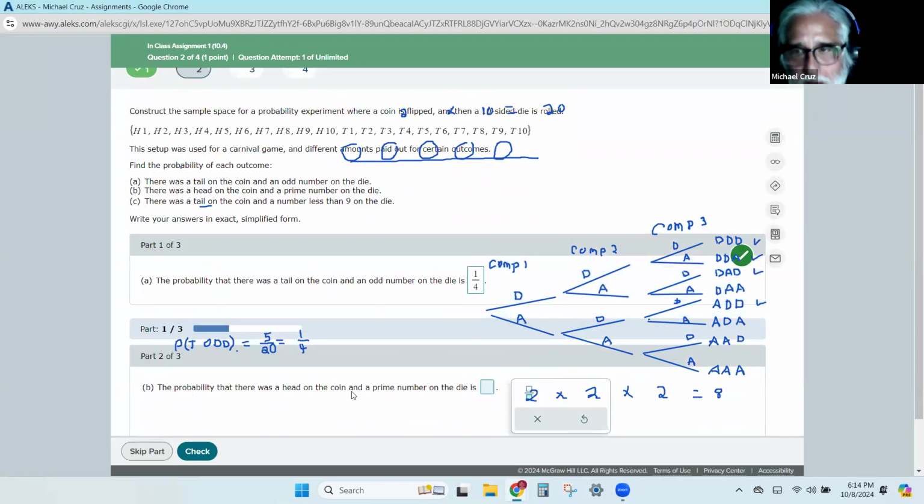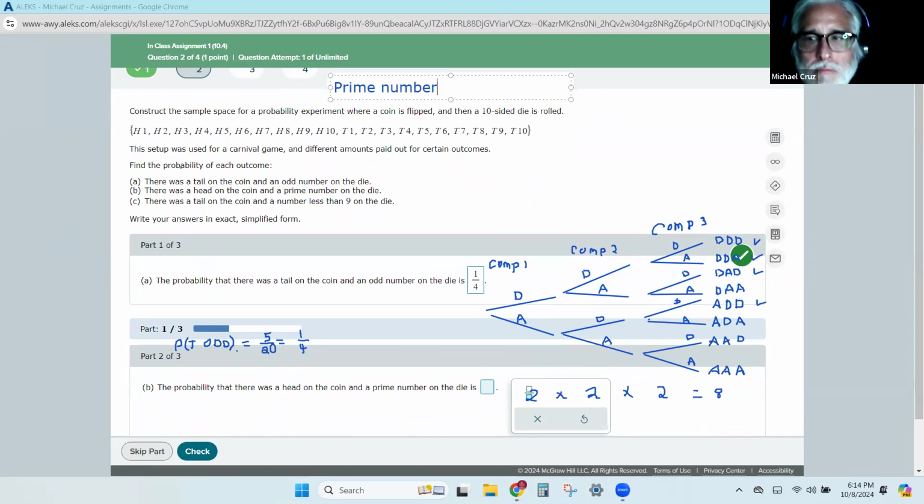All right. The probability that there was a head on the coin and a prime number on the die. What exactly is a prime number? Does anybody remember that? I'm going to put 11 for right now. We don't need 11 here because there's no 11. But those are the first 5 prime numbers. It just keeps going on and on, incidentally. It doesn't stop because it's an infinite set. But we only need to have these.